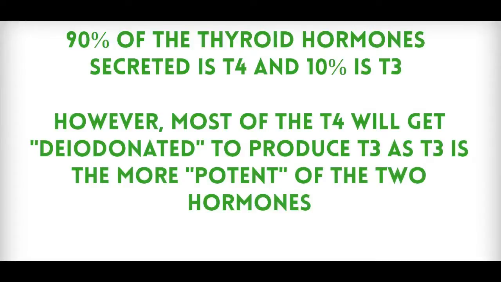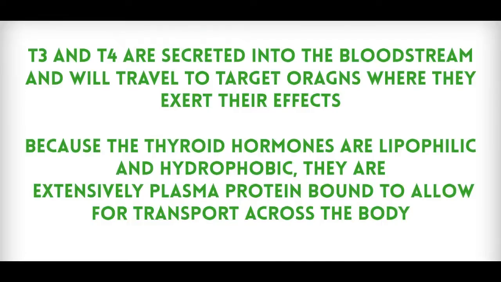Now, 90% of hormones that are secreted are T4 and 10% is T3, but by the end of the day, most of the T4s will get converted to T3s as well, because T3 is the more potent of the two hormones, and T4 is basically like a delivery vehicle, because T4 has a much longer half-life in the body. So they're obviously going to go and travel to target organs and have their effects.